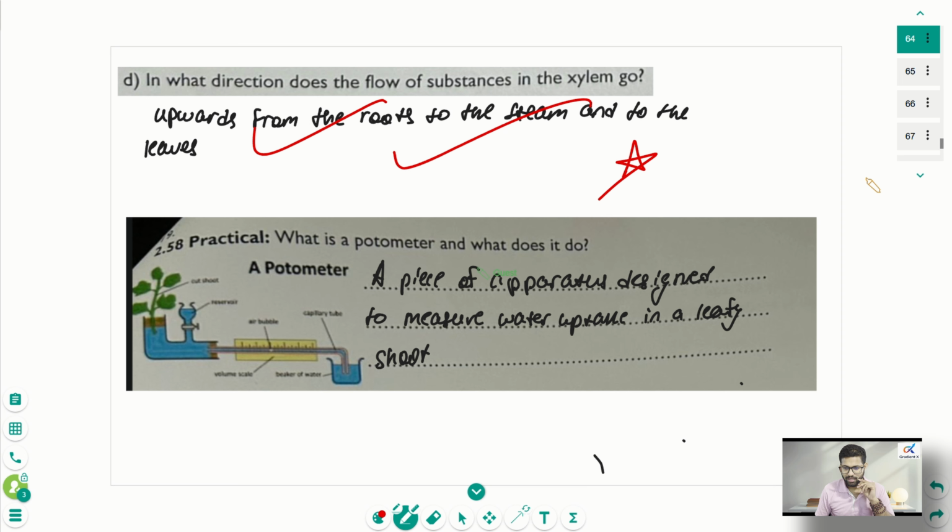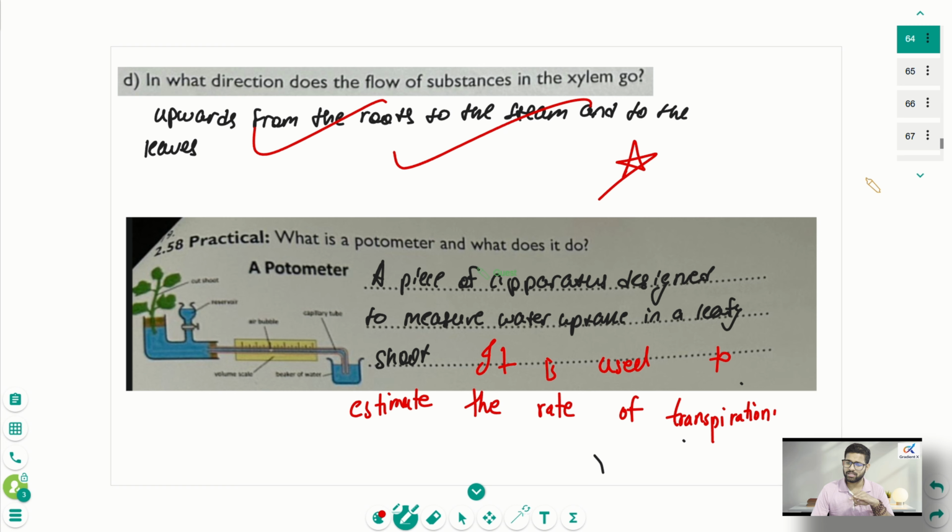It is used to estimate the rate of transpiration. Keywords are missing. You just have to write this: a piece of apparatus designed to measure water uptake in a leafy shoot. Be specific, okay? A piece of apparatus designed to measure the rate of transpiration. Just add this perfect answer, okay?